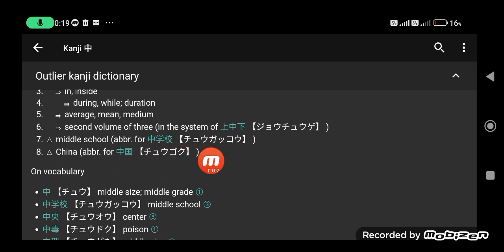After that, the koko, or kokosei, means the second stage of 2 stages of high school in Japan. In China, another irregular meaning, it is an abbreviation of chugoku. China in Japanese is chugoku.